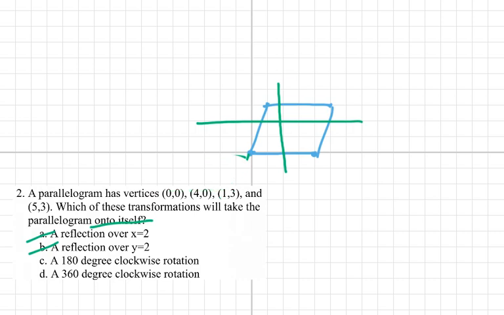And the only one that works, and anytime you see this as an answer choice, it's probably it. A 360 degree rotation is always going to bring you back onto yourself. So the answer is D.